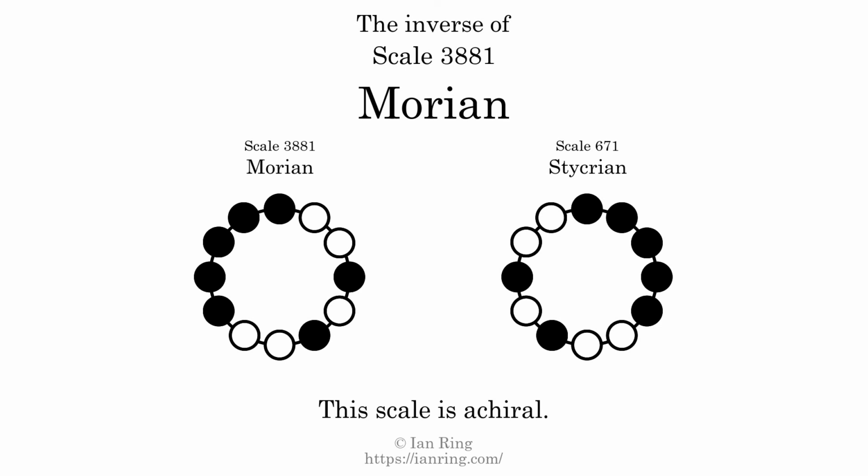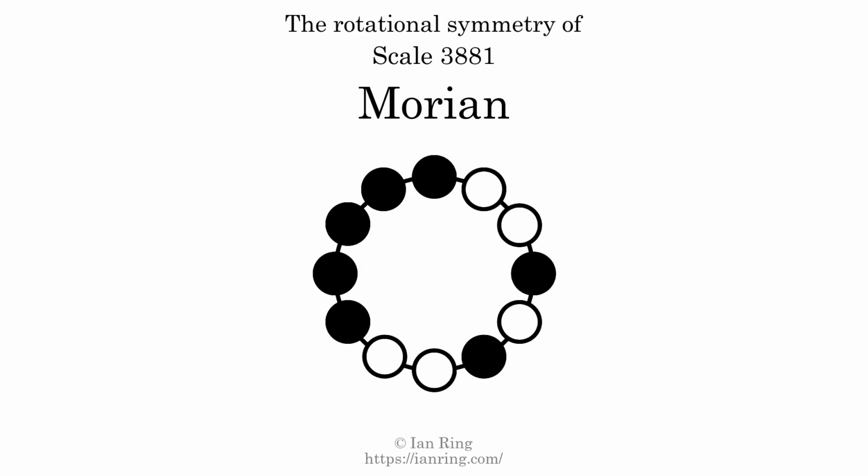The inverse of a scale is a mirror image. It is what you get when the sequence of intervals is reversed. The inverse of this scale is scale 671, also known as Tykrian. This scale is achiral, since it can transform into its own reflection by a rotational transformation. This scale has no rotational symmetry.